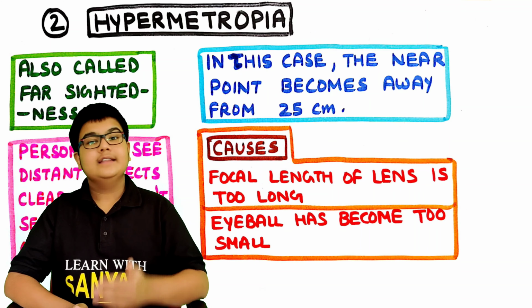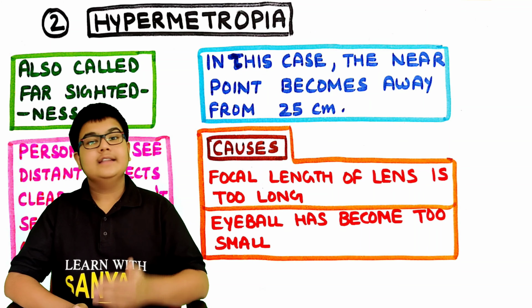Again, hypermetropia is caused by two reasons. First, the focal length of the lens is too long, and second, the eyeball has become too small. In hypermetropia, the image is formed behind the retina, not on the retina. The solution to this problem is using a convex lens of appropriate power. This convex lens provides the additional focusing power for forming the image on the retina and not behind it.